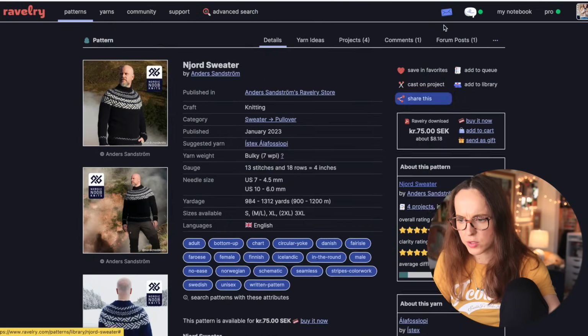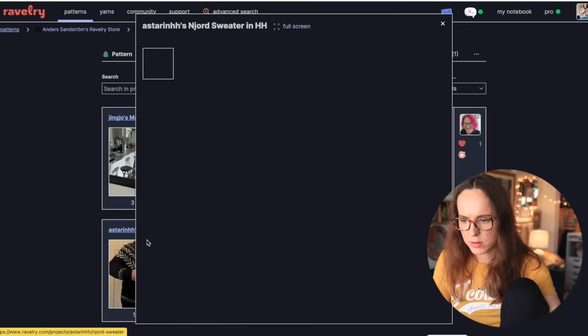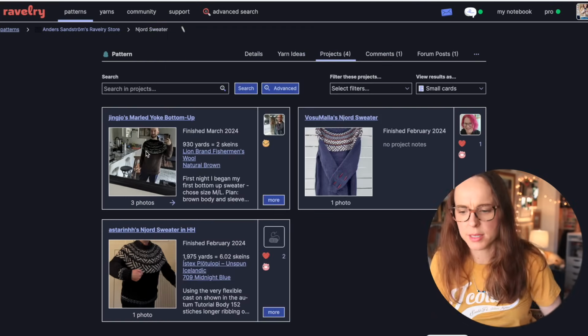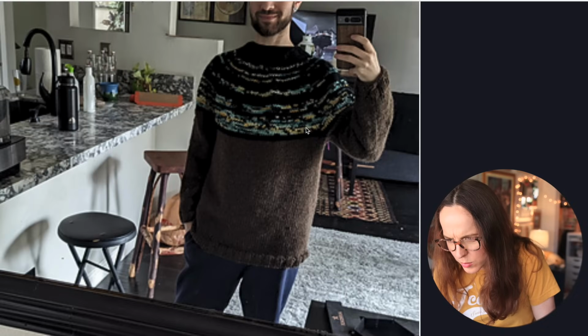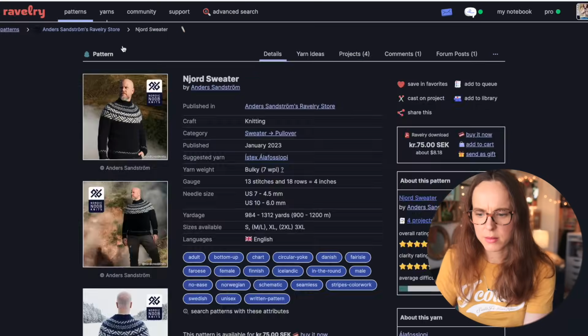Fantastic. Let's see if there's any project photos. That's a really great looking sweater. That's excellent. This person did it in a variegated yarn down here. Cool. Loving that. Okay, that's where we're going to end it. So that's circular yoke sweaters, the Njord sweater. I'm going to go ahead and add this to my bundle.